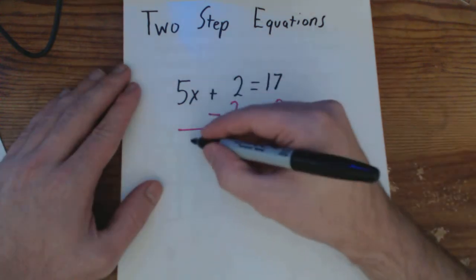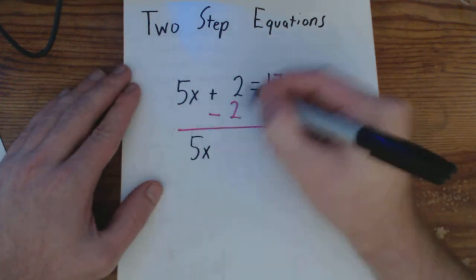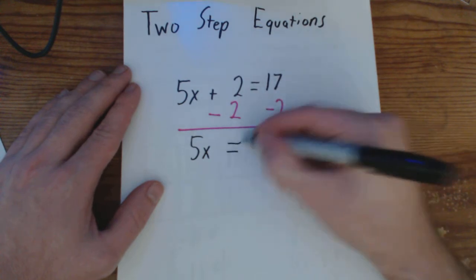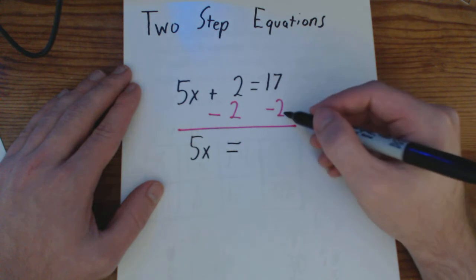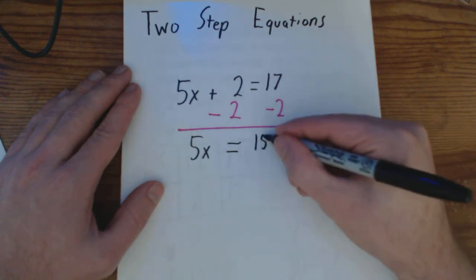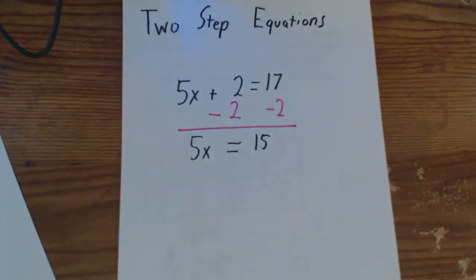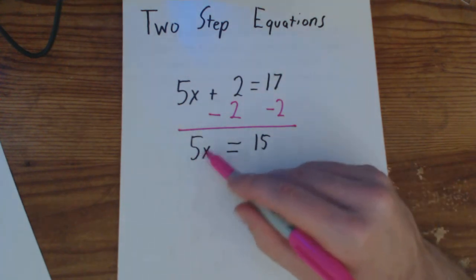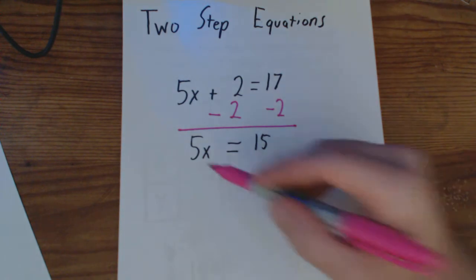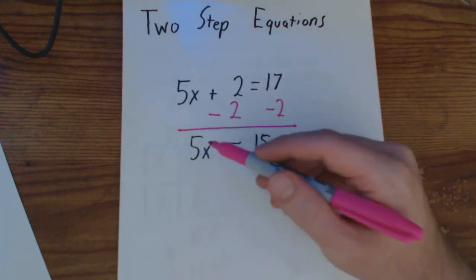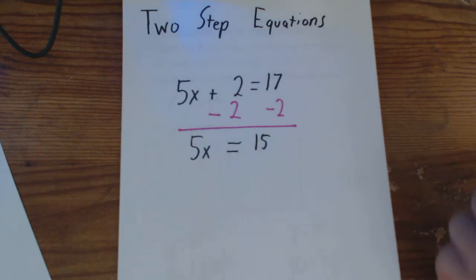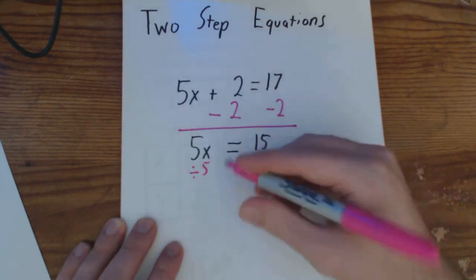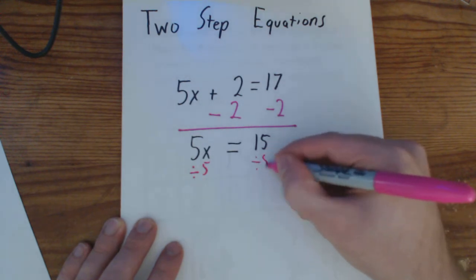Now 5x is just going to come straight on down. 2 minus 2 is 0, so I'm not even going to bring anything down there. I'm just going to bring down the equals. 17 minus 2 is going to be 15. Now there's no sign or anything between this x and this 5, so we know that it means it's being multiplied. So in this step, if I want to undo multiplication, because remember, I'm trying to get x by itself, I need to use division. So I'm going to divide this side by 5. And again, to keep this balanced, we have to do the same thing to the other side.